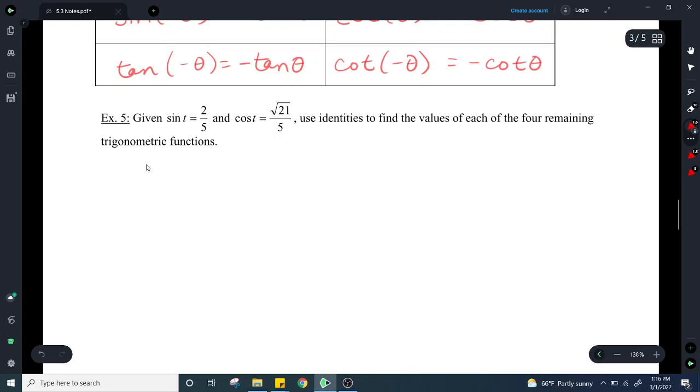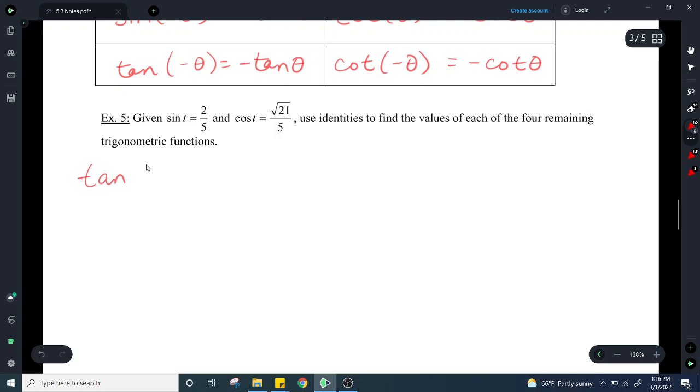I don't know what the angle is, but I do know the sine of the angle is 2/5, and I know the cosine of the angle is the square root of 21 over 5. So what they're asking me to do is find the other 4: tangent of t, cotangent of t, secant of t, and cosecant of t. The order we do these in doesn't really make a difference. I would say let's start with tangent.